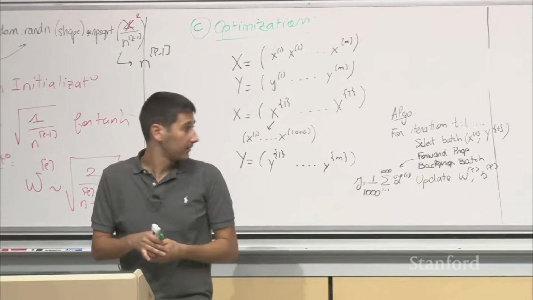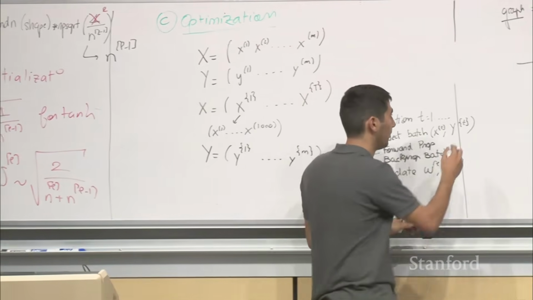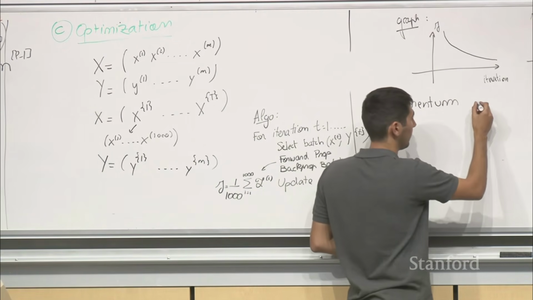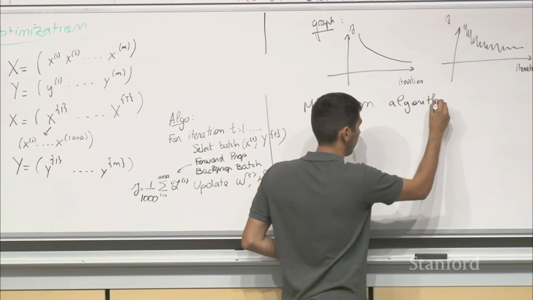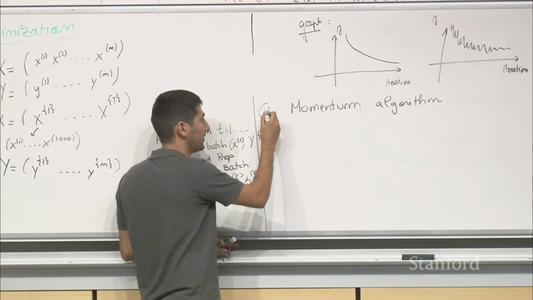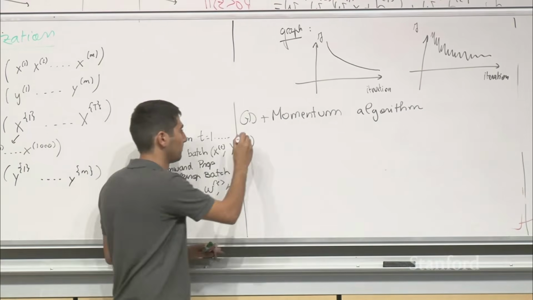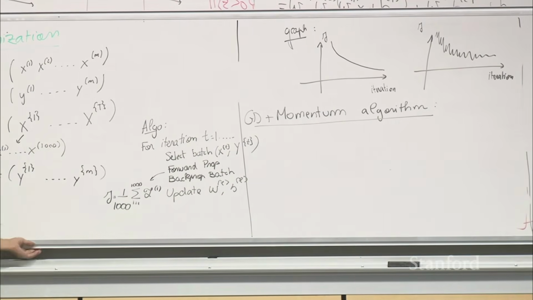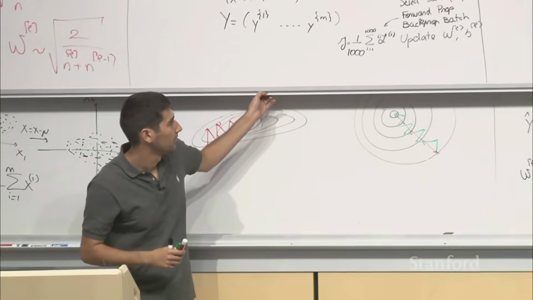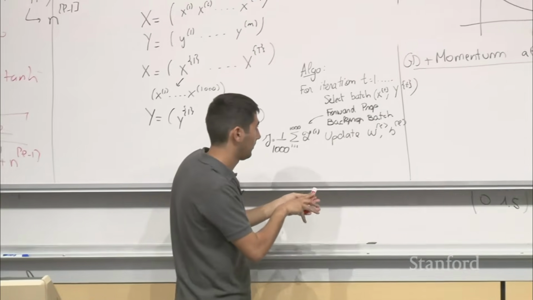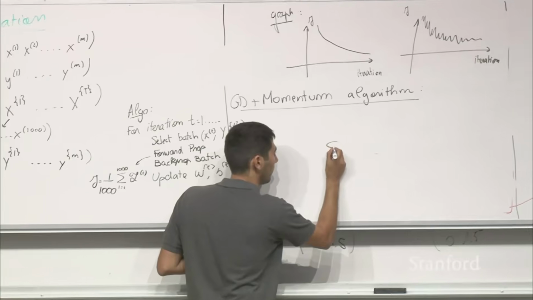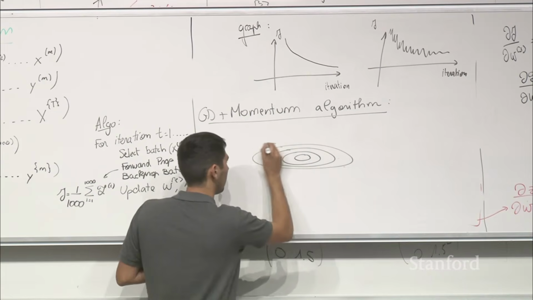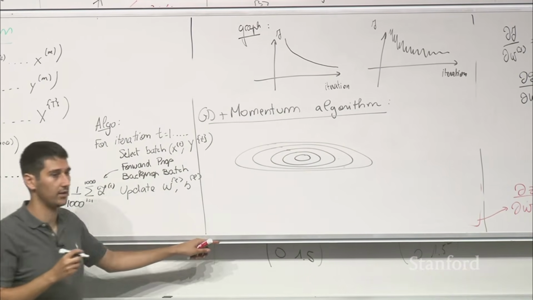Now there is another algorithm that I want to go over, which is called the momentum algorithm, sometimes called gradient descent plus momentum algorithm. So what's the intuition behind momentum? The intuition is, let's look at this loss contour plot. And I'm doing an extreme case just to illustrate the intuition.